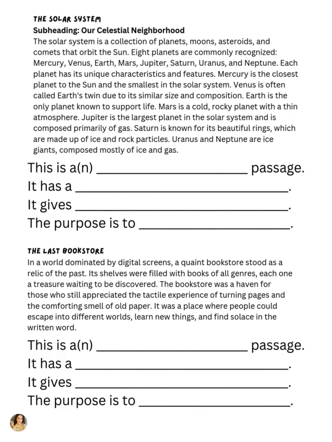Mars is a cold, rocky planet with a thin atmosphere. Jupiter is the largest planet in the solar system and is composed primarily of gas. Saturn is known for its beautiful rings, which are made up of ice and rock particles. Uranus and Neptune are ice giants composed mostly of ice and gas.